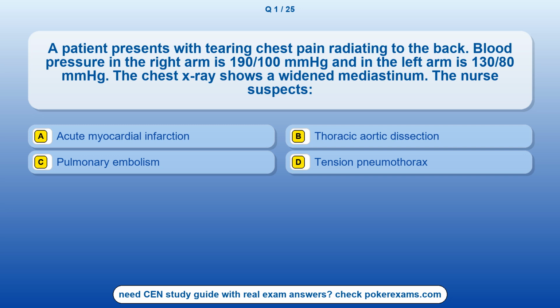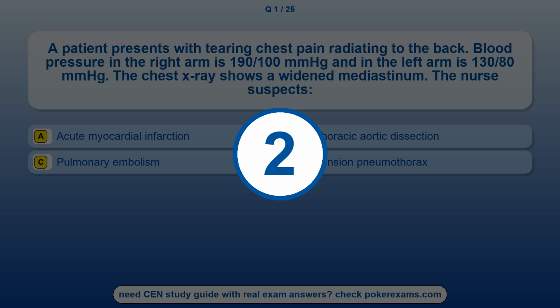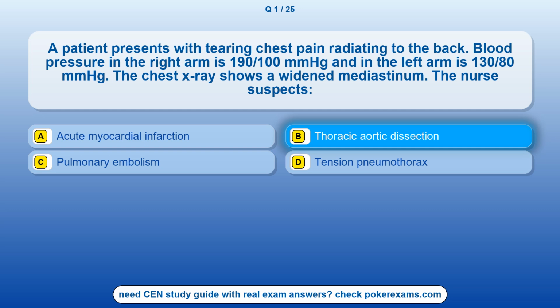Question 1. A patient presents with tearing chest pain radiating to the back. Blood pressure in the right arm is 190/100 mmHg and in the left arm is 130/80 mmHg. The chest X-ray shows a widened mediastinum. The nurse suspects: Option A, acute myocardial infarction. Option B, thoracic aortic dissection. Option C, pulmonary embolism. Option D, tension pneumothorax. The correct answer is option B, thoracic aortic dissection.